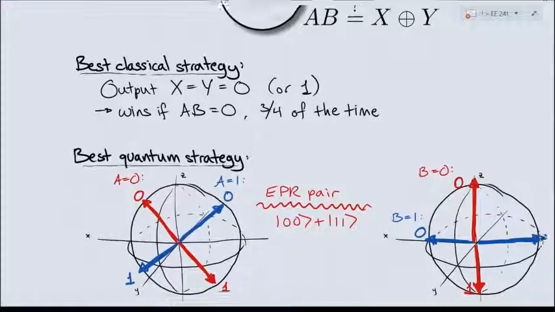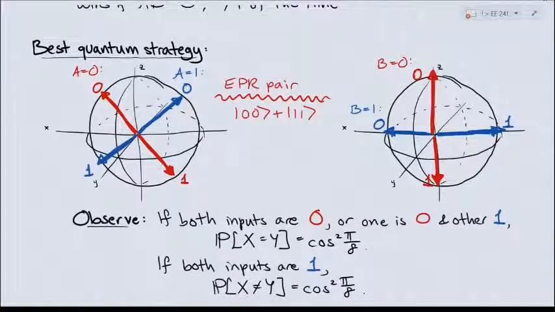Quantumly, you can do better. So here's a different way of showing the same thing Umesh did for the optimal strategy quantumly. Here we assume that they have an EPR pair.